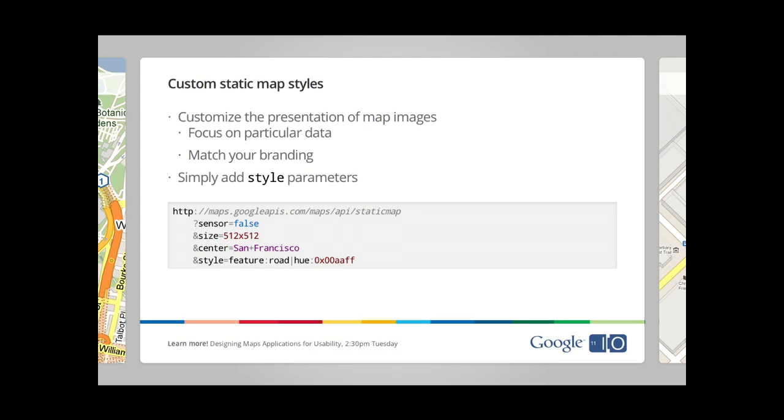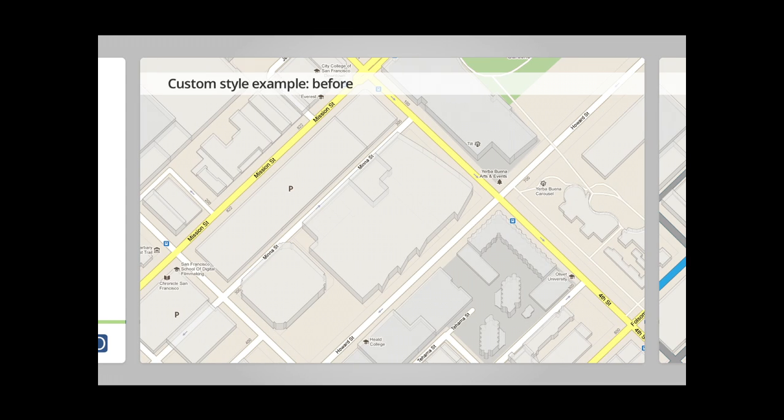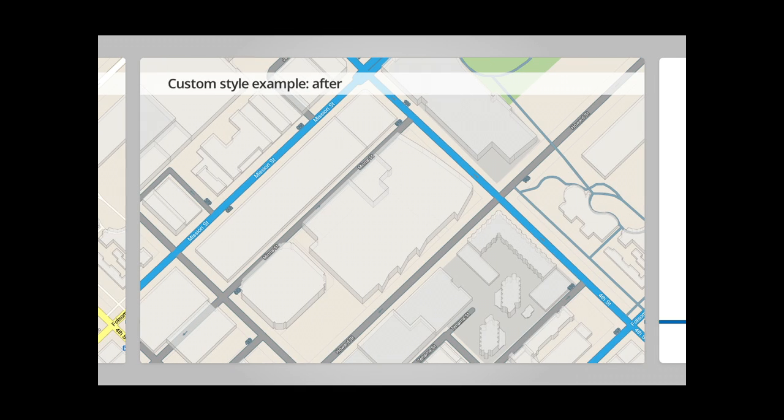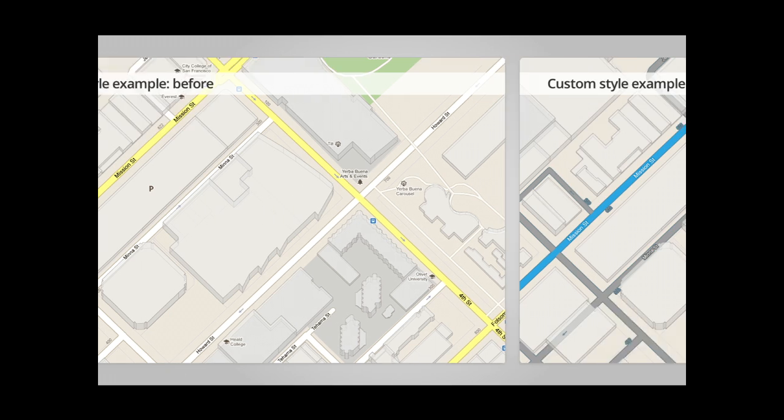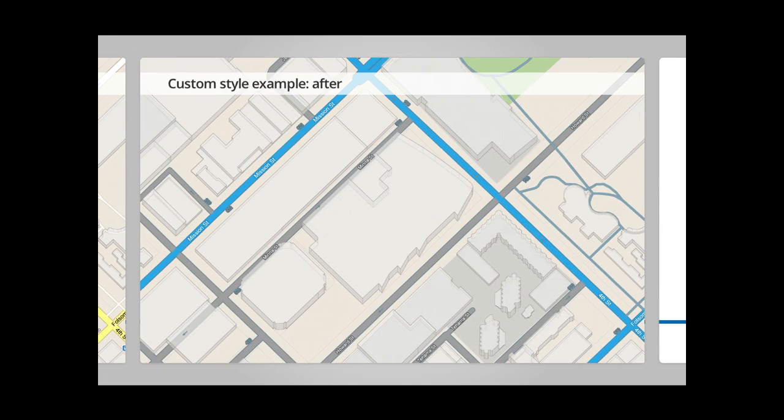Let me give you an example. This is a map of the area around the Moscone Center, where we currently are. You can see it's in the Google style that we all know and love, hopefully. And you can change it relatively significantly. I've recolored the roads to be blue, done some desaturation. I've turned off some labels, for example, the P and the, I can't read it from here, but these labels. And you see it's all gone. You've significantly changed the look and feel of the map.